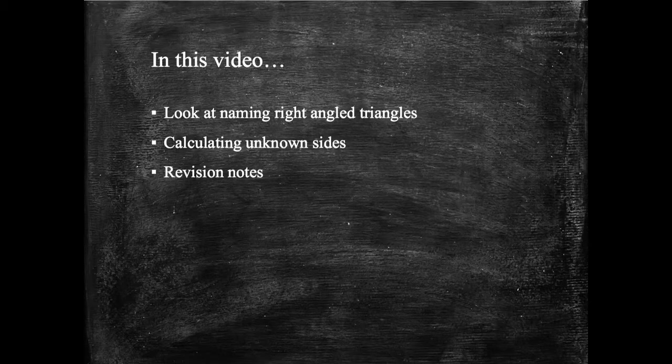We're going to look to start with at naming the sides of a right angled triangle. This is key to using trigonometry with right angled triangles. Once you've mastered that, it's literally a case of putting your numbers into your calculator and pressing the buttons and the answer comes out. But without the first part, you're going to struggle to know what to do. We're going to calculate some unknown sides of right angled triangles, and at the end I'll give you some revision notes as ever to form a collection for your own use.